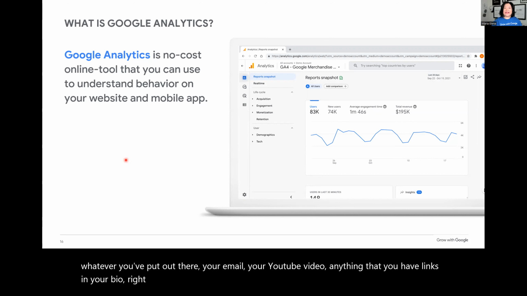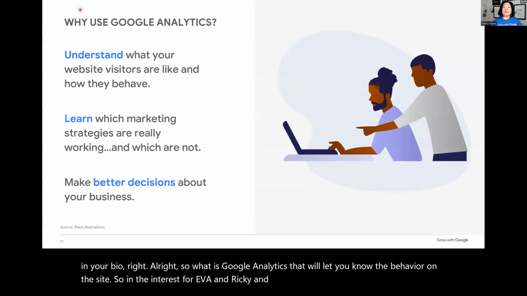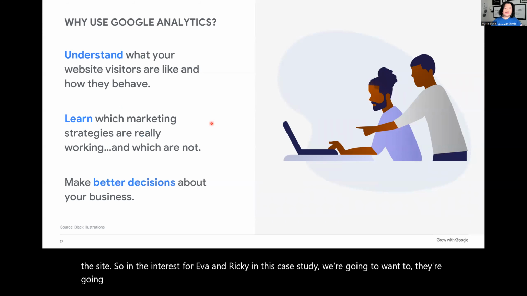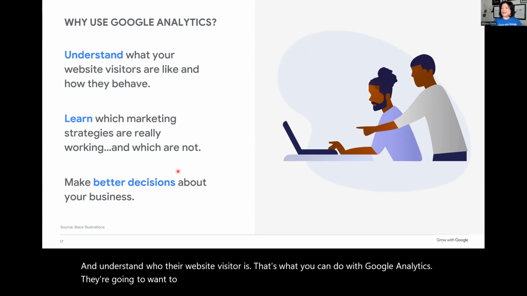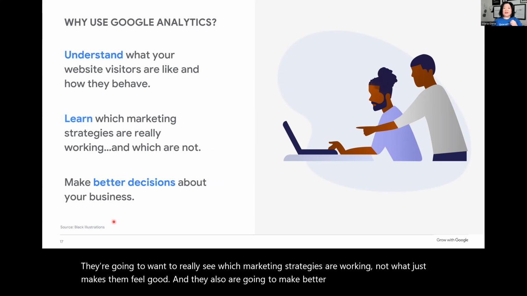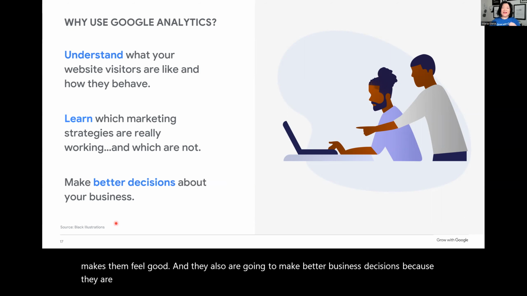All right, so what is Google Analytics? That will let you know the behavior on the site. So in the interest of Eva and Ricky, in this case study, they're going to really want to know and understand who their website visitor is. That's what you can do with Google Analytics. They're going to want to really see which marketing strategies are working, not what just makes them feel good. And they also are going to make better business decisions because they are really knowing their customer and not truly just from in their head.